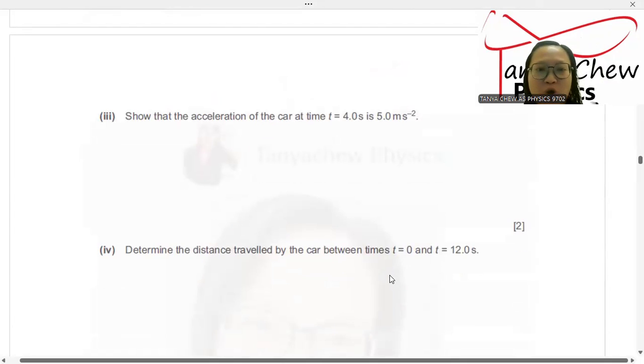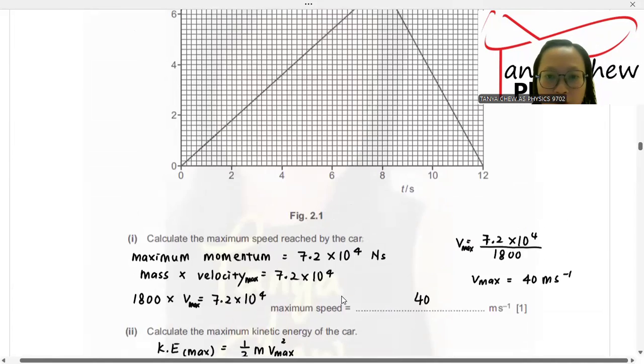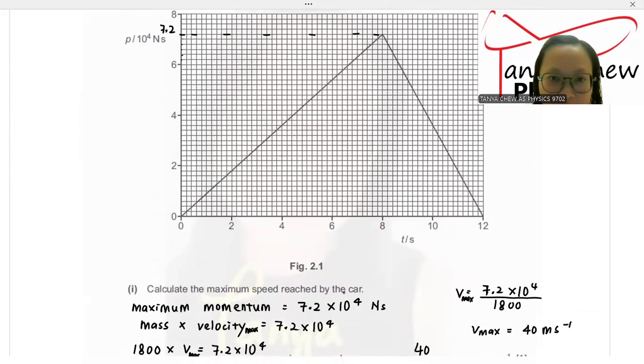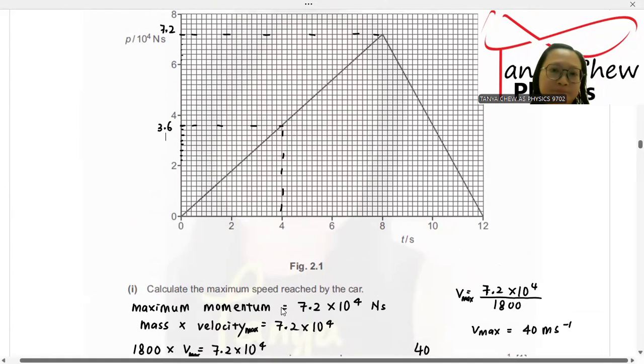The next one, show that the acceleration of the car at time t equal to 4 seconds is 5 meter per second squared. Now, this is our 4 seconds right here. I have to look at the value of momentum first. The question asks us to find this value right here, 3, 3.2, 3.4. This is 3.6.